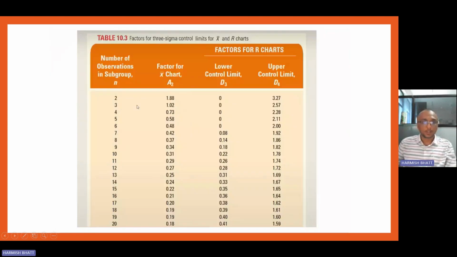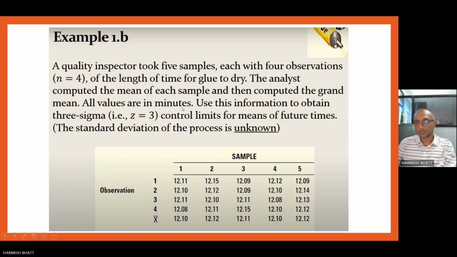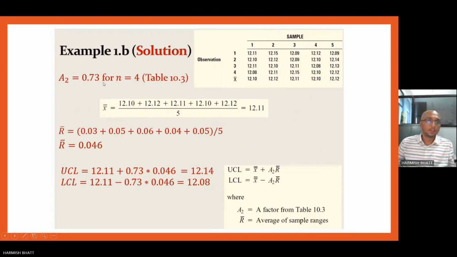So from this particular table, we are able to see that if the value of n is 4, then the value of A2 will be taken as 0.73. So over here from that table, for n is equal to 4, the A2 value that we found out is equal to 0.73. Now the equation of UCL is X double bar plus A2 R bar. So X double bar has been found out over here, that is equal to 12.11. The value of A2 also has been found out from the table, that is equal to 0.73, and R bar is nothing but the average of all the ranges of all the samples.